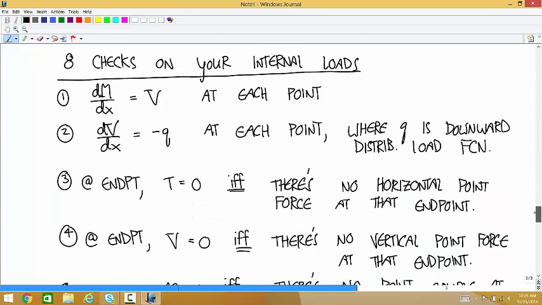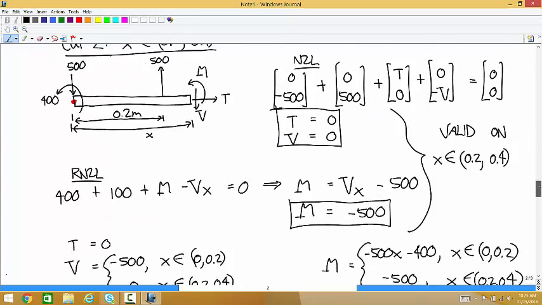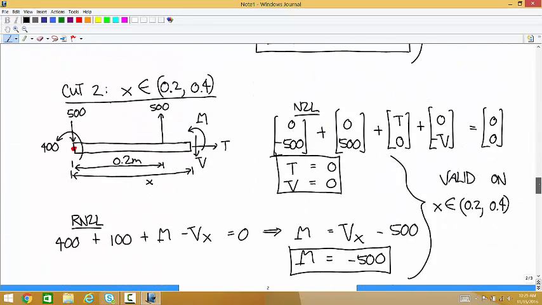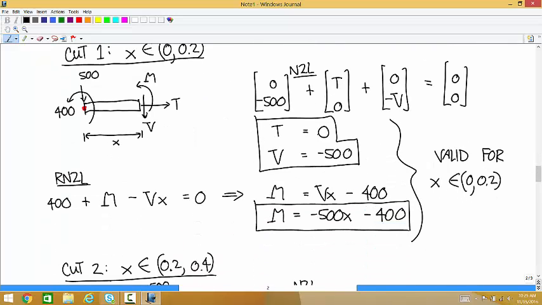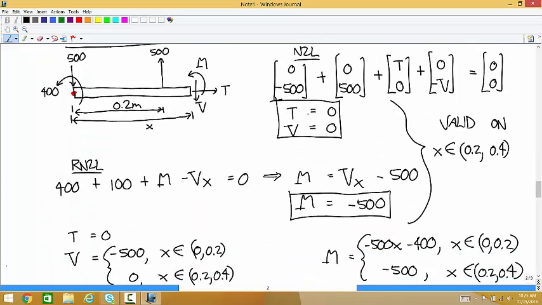Okay, so now we're done with the derivative ones. All right, so now at the endpoints, are there horizontal point forces at either of the endpoints? No horizontal point force at the left, none at the right, and so T should be 0 at both endpoints. It is at the left, and it is at the right.